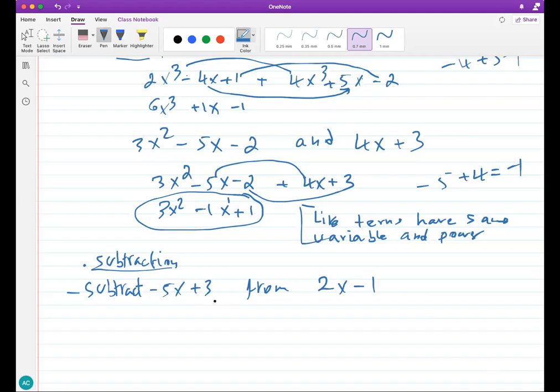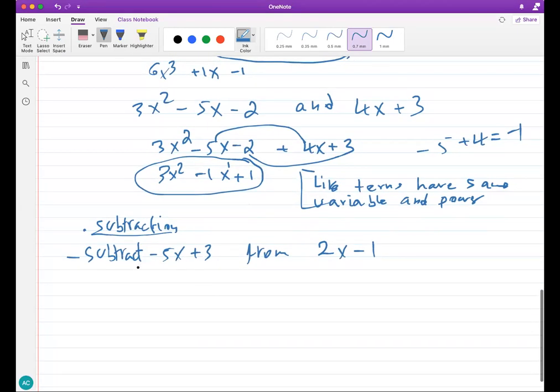So what you do is, when you have subtract something from something, we're going to write this one first. The "from" goes first. So you're going to say 2x minus 1, okay? And then subtract, the minus, then the other one. So this is not a minus, just a star. And the second one has to be in parentheses.